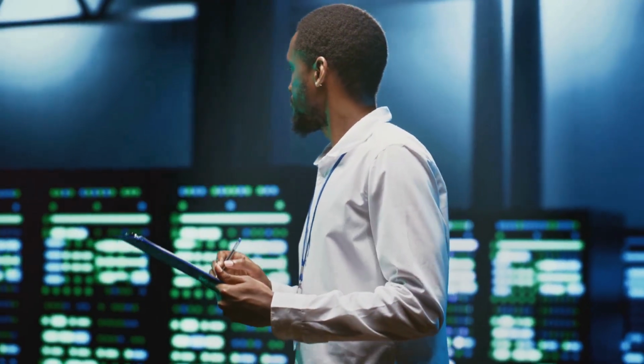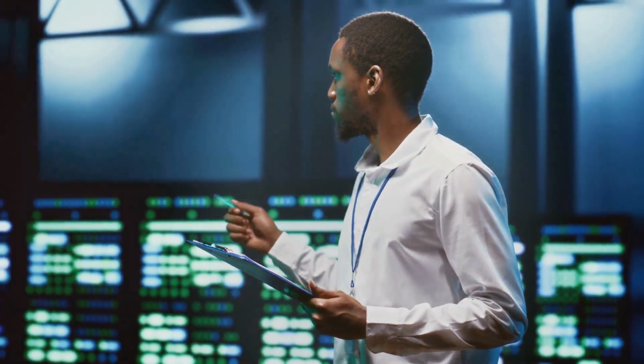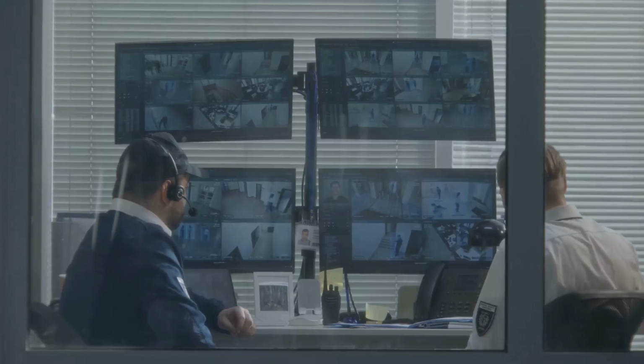Last, but certainly not least, is vulnerability management. This involves identifying, evaluating, and addressing vulnerabilities in your systems before they can be exploited. Regular security assessments, patch management, and continuous monitoring are all part of a robust vulnerability management strategy.